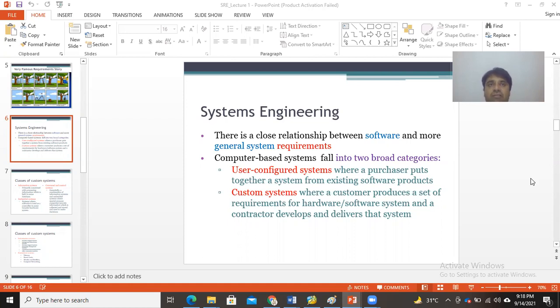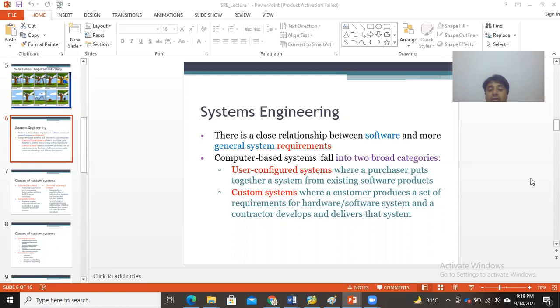For example, existing application software like Microsoft Excel or Microsoft Access. In an examination system, we use Excel as DMC printing software, for the purpose of printing the DMC. So we say this is a user configured system in which we have configured or used an existing software product so that it can work according to our requirements.